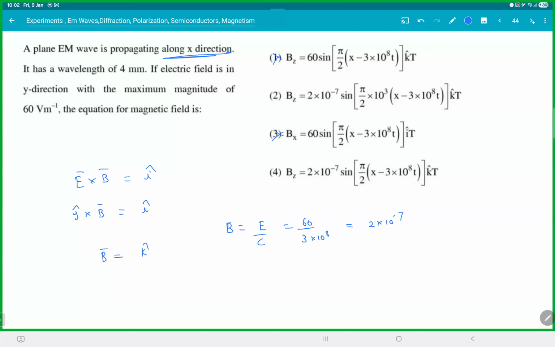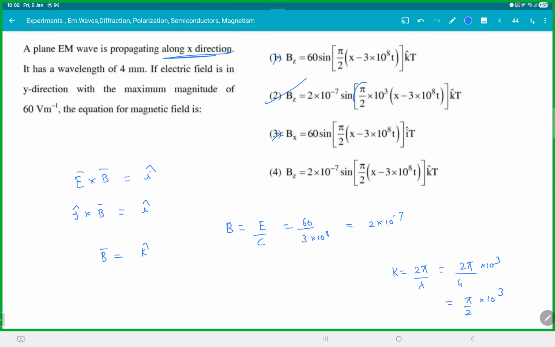And then we have to use that wavelength there. They look the same, right? No. There's a 10 power 3 sitting here. So look at the wave here. Wavelength is given. So K is equal to 2 pi by lambda, which is 2 pi by 4 mm. So 10 power 3 will go up. That is pi by 2 into 10 power 3. B option. Clear with this?